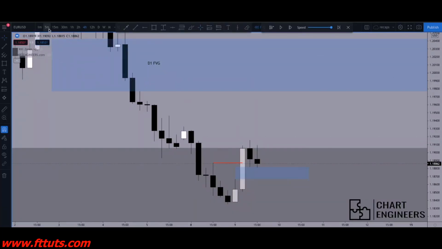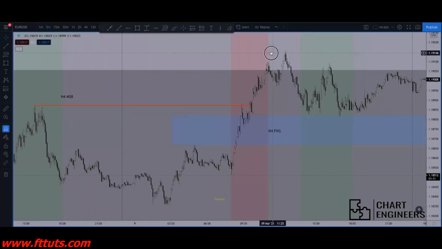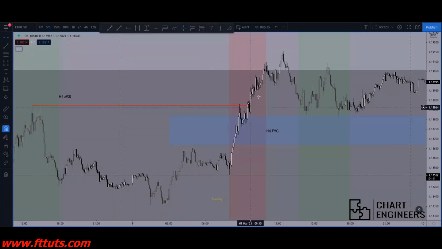So let's go over to the M5, because the M5 is the time frame I'm using to frame my setups. So this is the M5 time frame, or the 5-minute time frame on EURUSD, and I'm now going to show you how I frame my setups on the M5 time frame. So we know that price had the market structure break, right? All this price action between these two vertical lines is Tuesday's price action, and on Tuesday we had the H4 market structure break.